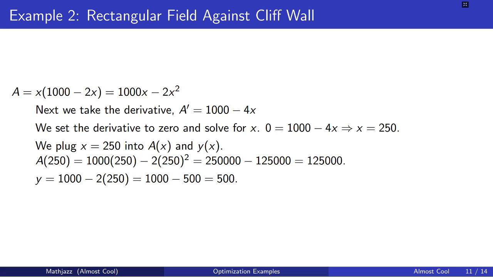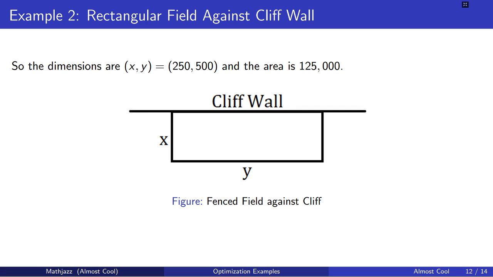We do the same for y. y equals 1,000 minus 2 times 250, which is 1,000 minus 500, which is 500. This means that the dimensions of this field are 250 by 500, and the area is, again, 125,000.